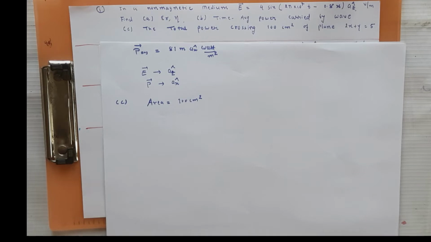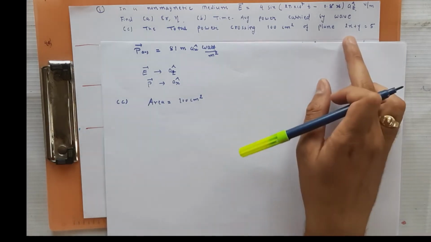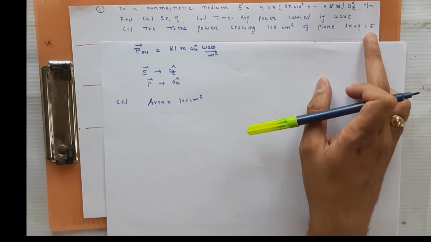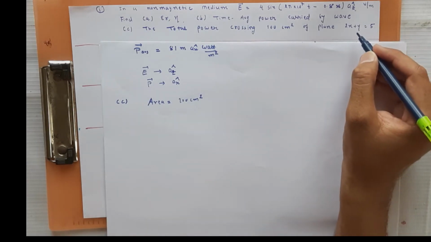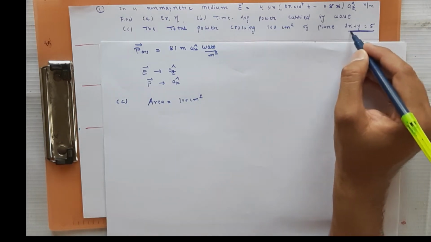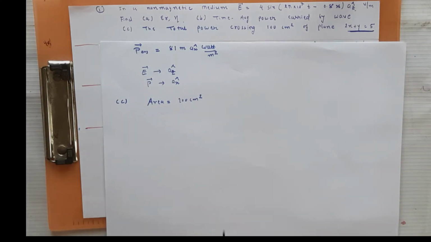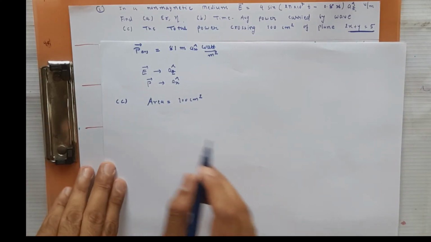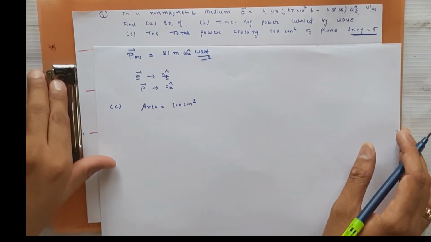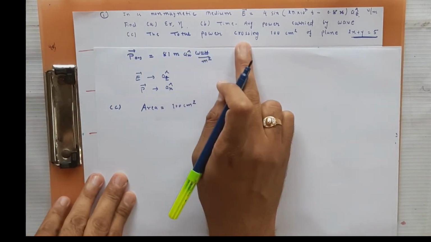Now we have to find the total power crossing this plane 2x plus y equals 5. I will give you one assignment: draw this plane 2x plus y equals 5 in Cartesian coordinate axes x, y and z. Now we have to find the total power. We have not to find the power density, but the total power.